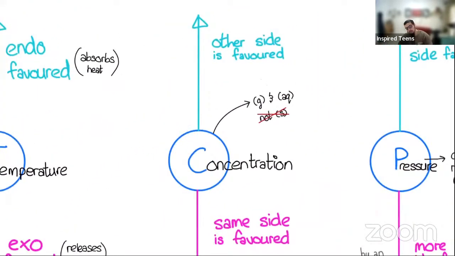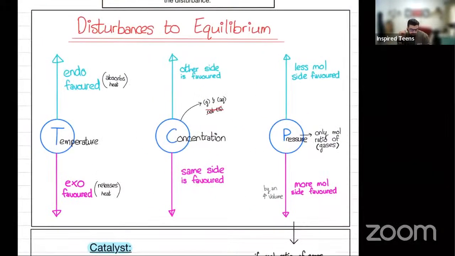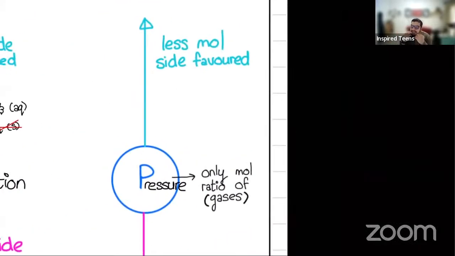Okay, so when you increase concentration, the other side is favored. When you decrease concentration, the same side is favored. Okay, putting it in simple terms. Let's have a look at this. When we talk about an increase in pressure, when you increase pressure, the less mole side is favored.